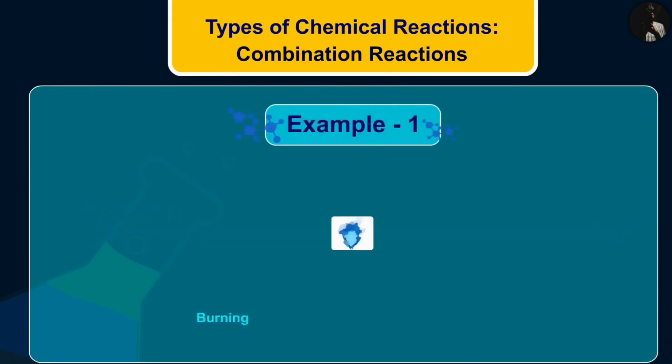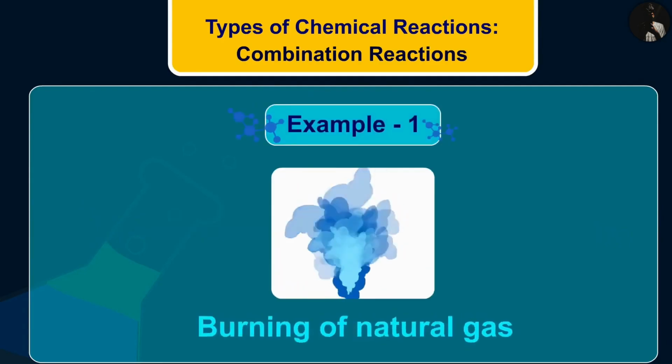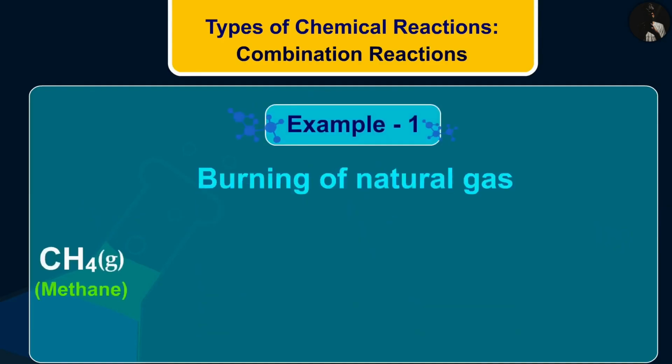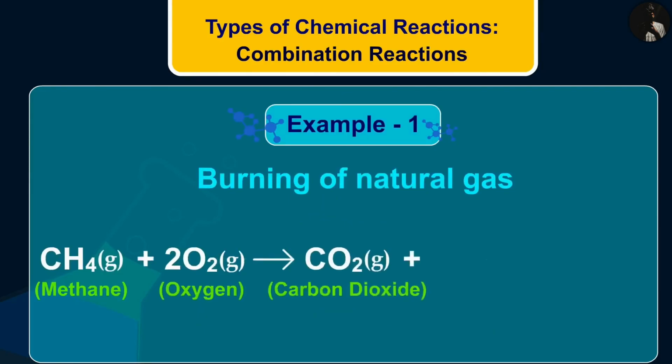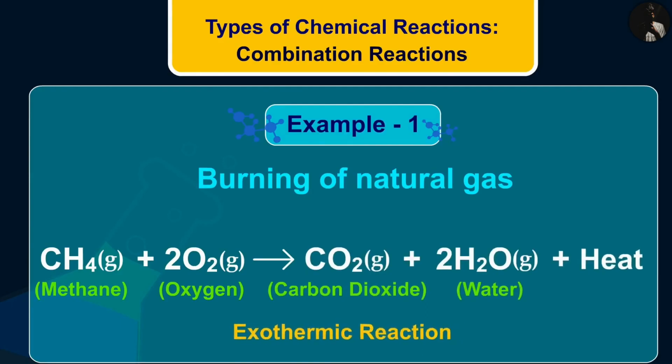The first example is burning of natural gas. Methane, CH4, when burnt in air, reacts with oxygen to form carbon dioxide and water along with a large amount of heat. So, it is an exothermic reaction.